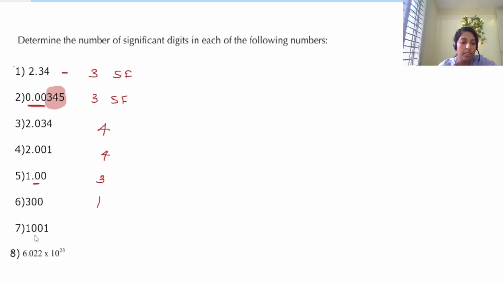And what about this number, 1001? Both zeros are countable because they are in between two non-zero digits. So 4. And what about this one?